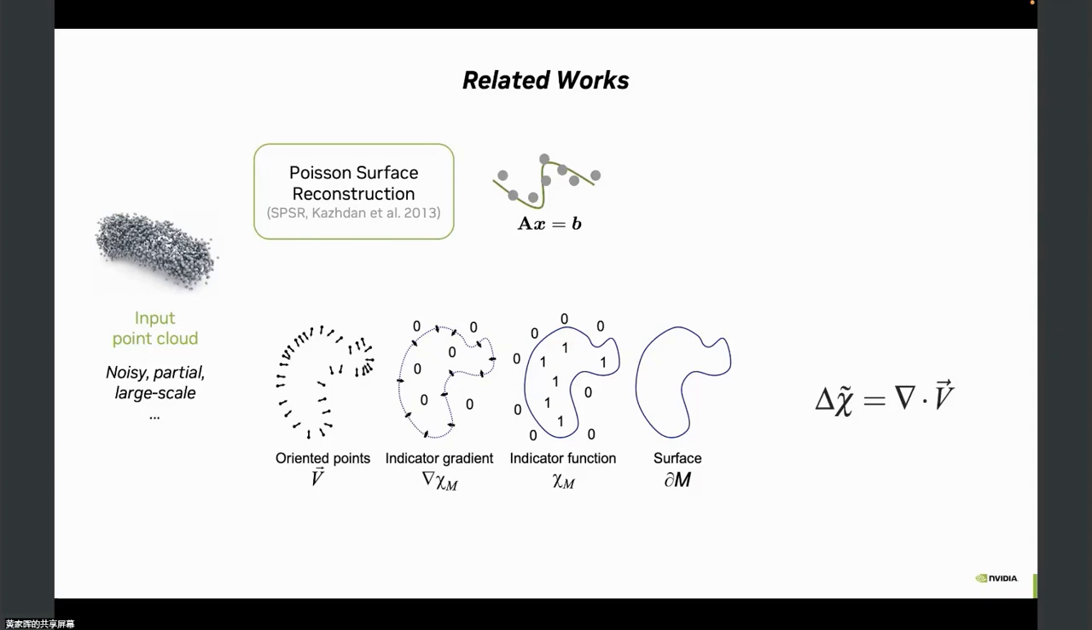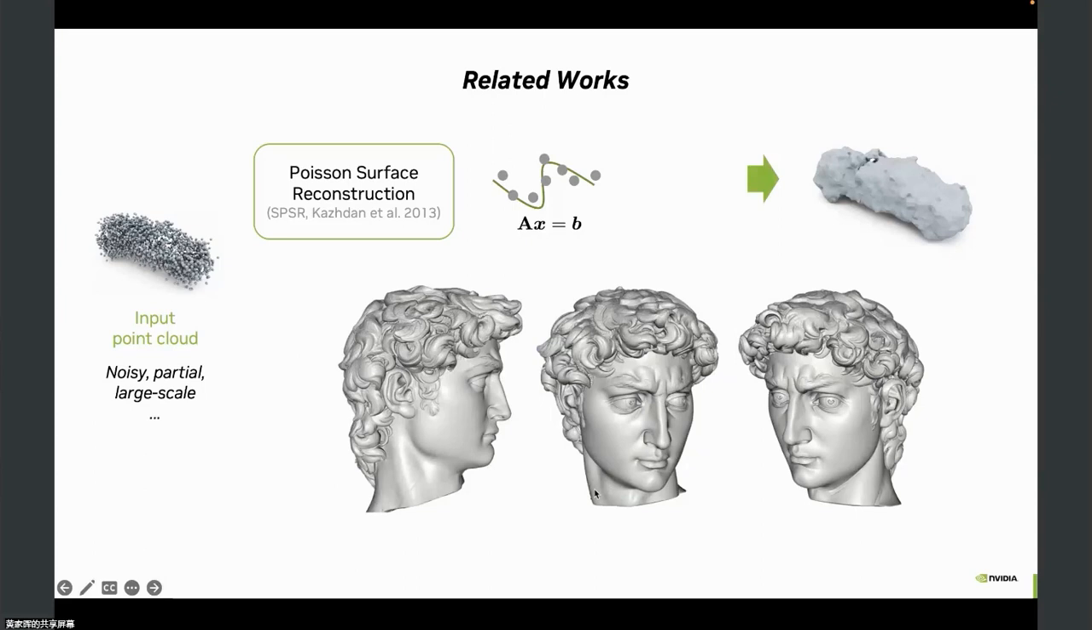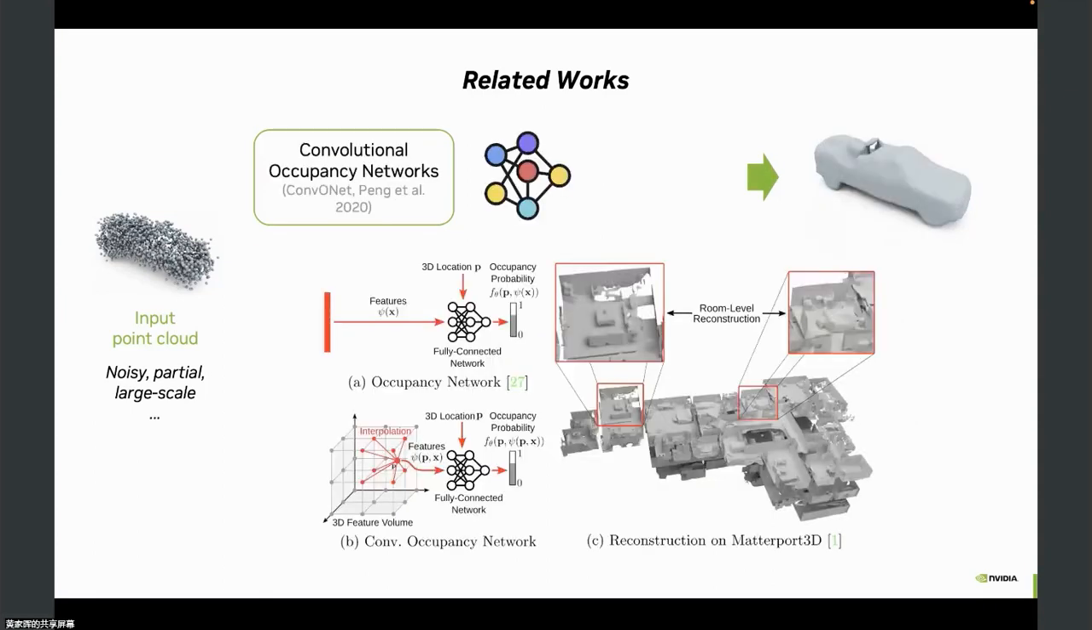Given oriented points, what you want to do is to construct an indicator field so that the gradient of this indicator function is equivalent to the oriented directional field. As a result, it can reconstruct highly accurate surfaces, but only if the input points are smooth. It really assumes that you have pretty good quality points, and it cannot complete missing regions from the input.